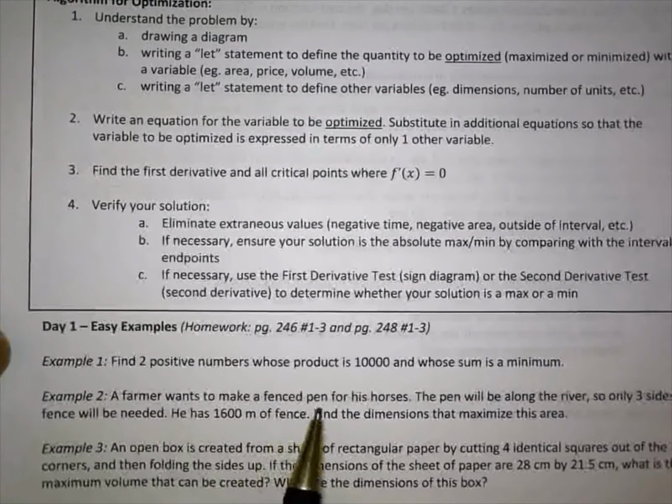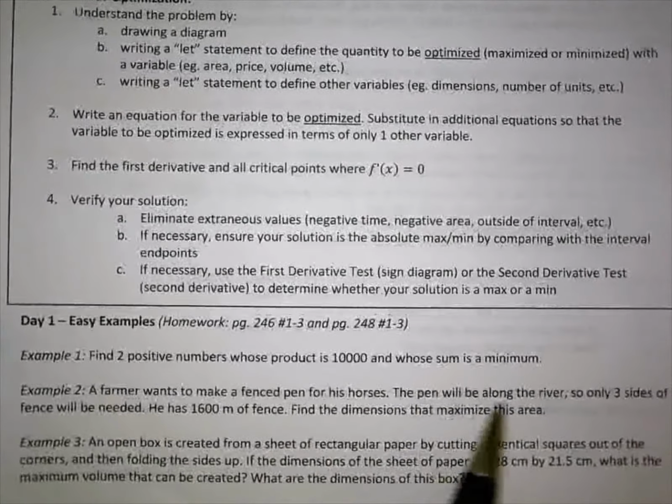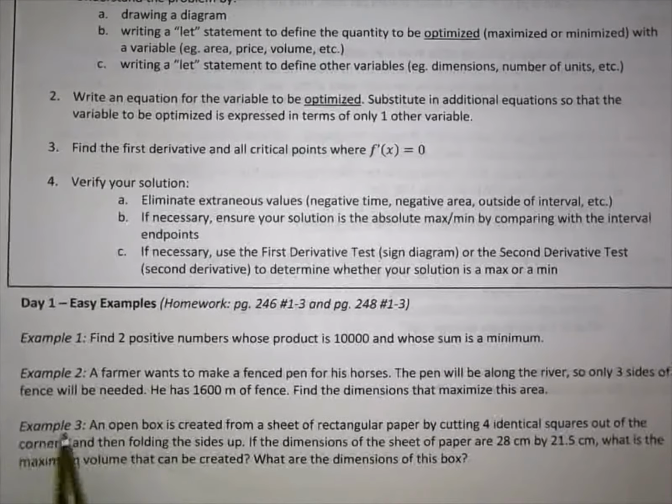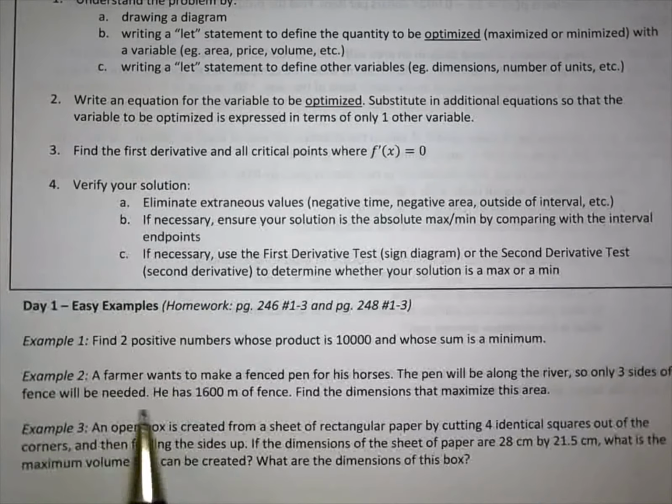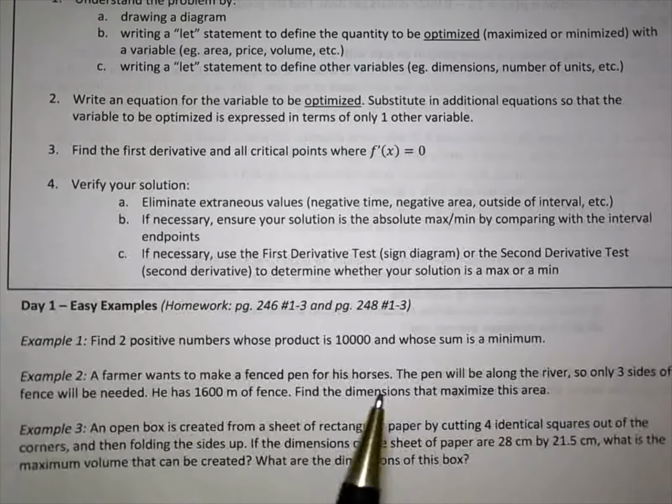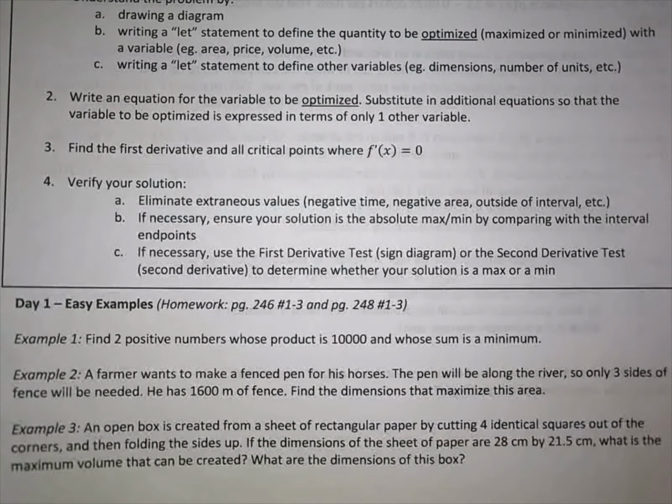Question 2. A farmer wants to make a fence pen for his horses. The pen will be along the river, so only 3 sides of fence will be needed. That wily farmer is trying to save on fence costs. He has 1,600 meters of fence. Find the dimensions that maximize this area. So we get a question like this.